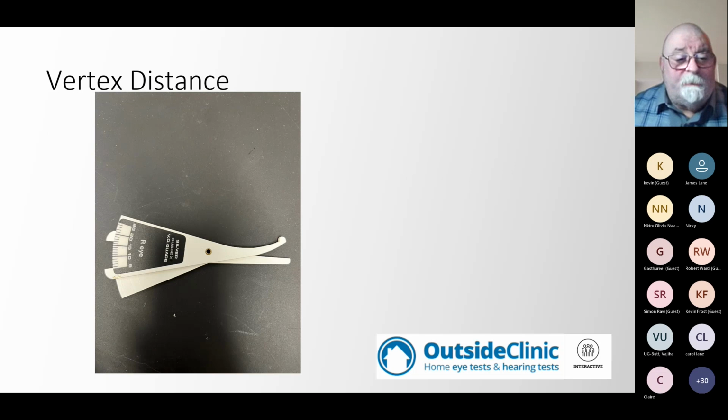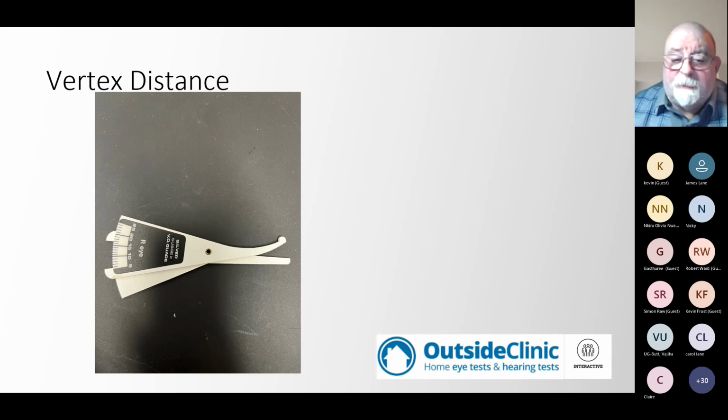That is what a Vertex Gauge caliper looks like. I've got this set up for the right eye. It opens like a pair of scissors, and there are two little prongs on the right hand side as you see it. One's got a little bump on it. That little bump goes on the back of the dummy lens.